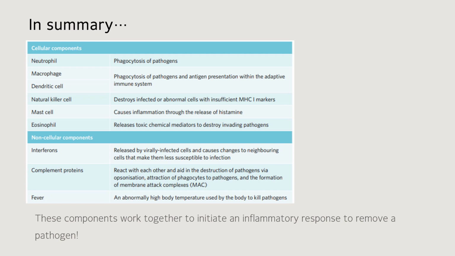This last slide here is just a summary of everything that we've learnt about. We've learnt about a variety of cellular and non-cellular components that form the second line innate defense systems. We also learned about the first line defenses, which were quite simple, that are going to protect us. And we also learned about how all of those components can work together to initiate an inflammatory response to remove a pathogen, because pathogens cause disease. Our bodies don't want that, so we put everything into it that we can to prevent that from happening.